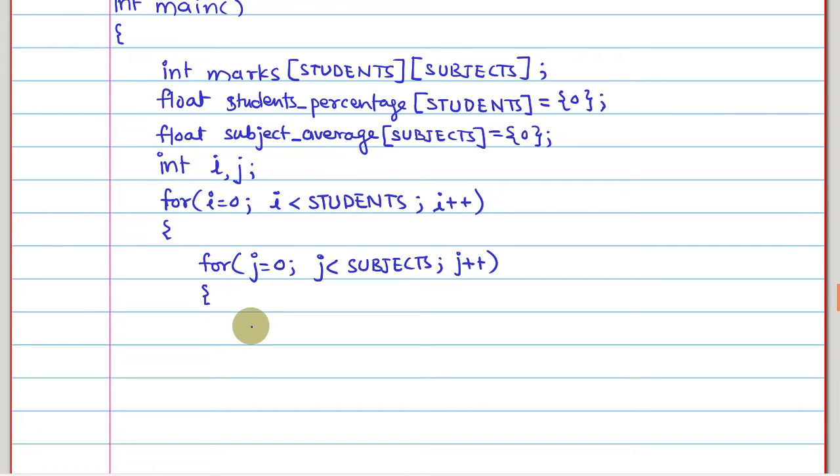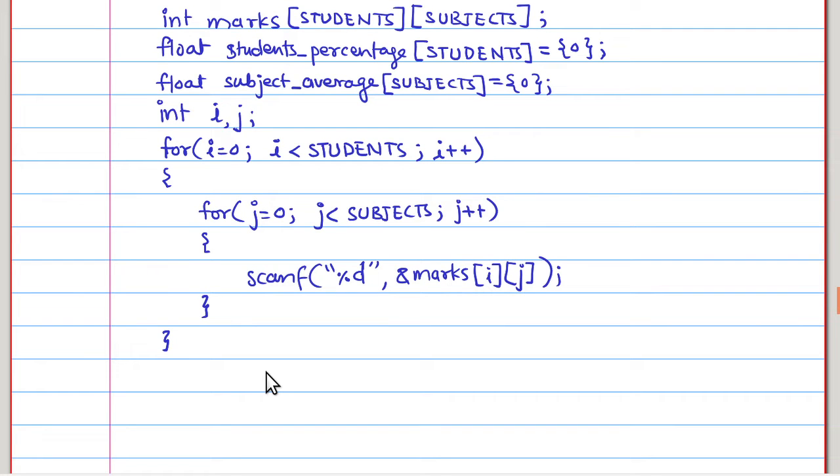How would you scan all the elements of the two-dimensional array? Using a scanf statement, right? Scanf, as it is an integer array, we will use %d, ampersand marks of i j. So with this, one by one you will scan marks of each student. One iteration of the outer loop will have multiple iterations of the inner loop, which will scan marks of all the subjects for the current student, right? I hope this is clear to everyone.